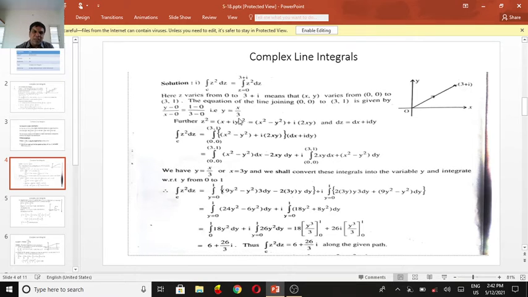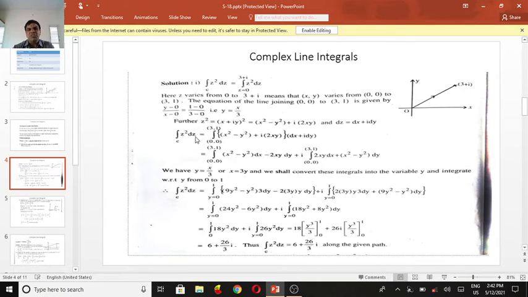We get again the (a + b)² formula, separating real and imaginary parts. So we get x² − y² + i times 2xy. Again, dz is dx + i dy. Totally, substituting, I come to the problem, and we are also simplifying all the terms.